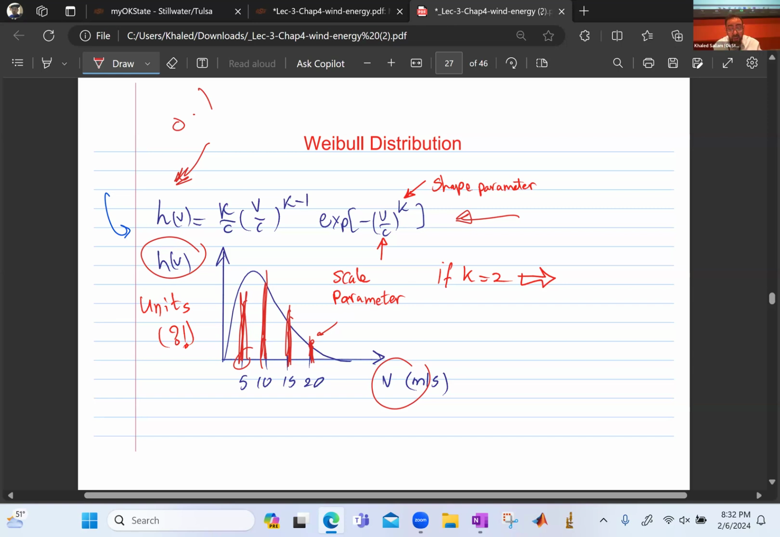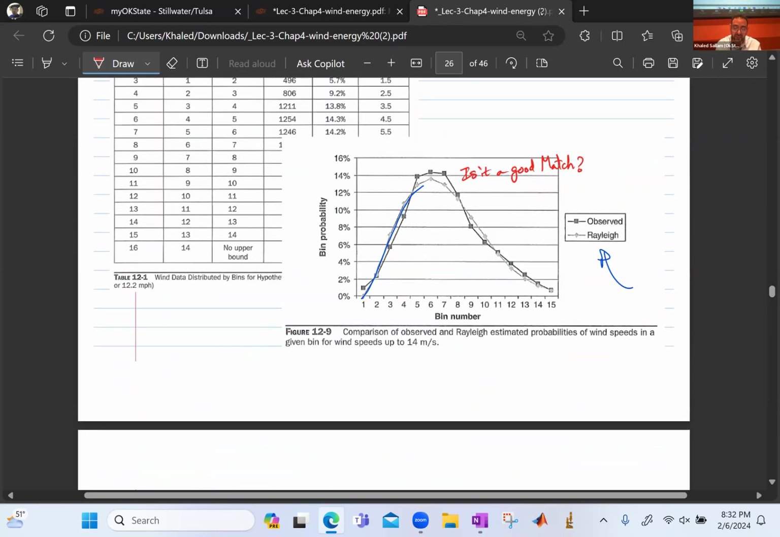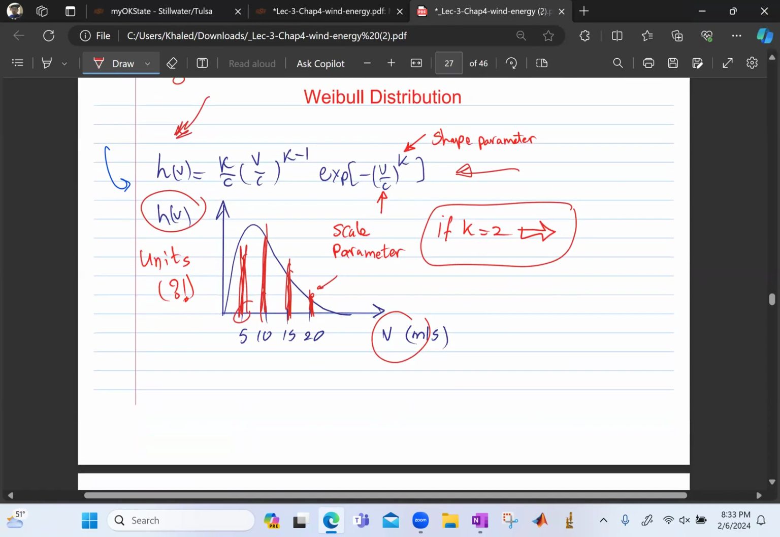Okay? K equal to 2, that is exactly what the Rayleigh curve is. So the Rayleigh curve is a Weibull distribution with a K equal to 2. But that tells you that K is most of the time near 2. That's why they came up with that Rayleigh distribution. But learning how to deal with those numbers is more useful because it's more uniform, more general. Okay. So K can be any number, but most of the time it's very close to 2.